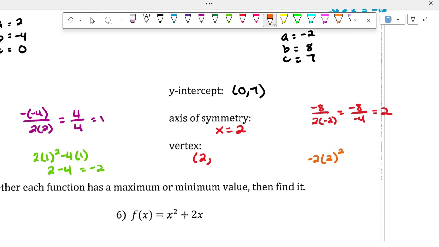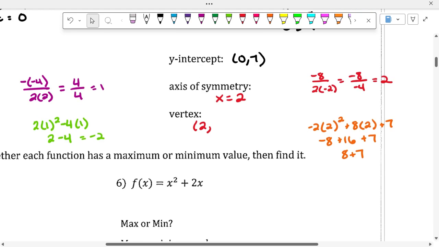Squared. Don't forget the square. Good. 2 times 2 is 4. Times -2, that's -8. 8 times 2 is +16 plus 7. -8 plus 16 is +8 plus 7. So Addie, what is my y value of the vertex? Not 19. 8 plus 7. Yeah, you're good. 15.